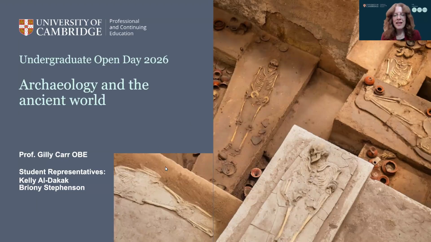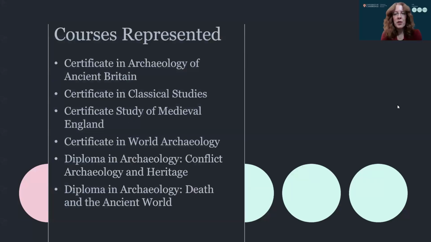So I thought I would structure this open evening by telling you a little bit about our courses. So let's have a look at the kind of courses that we're going to be talking about this evening. We've got the certificate in archaeology in ancient Britain, certificate in classical studies, certificate in the study of medieval England, certificate in world archaeology, diploma in archaeology, conflict archaeology and heritage, and the diploma in archaeology, death and the ancient world. And I'm sure your very first question is, ooh, certificates and diplomas, what's the difference?